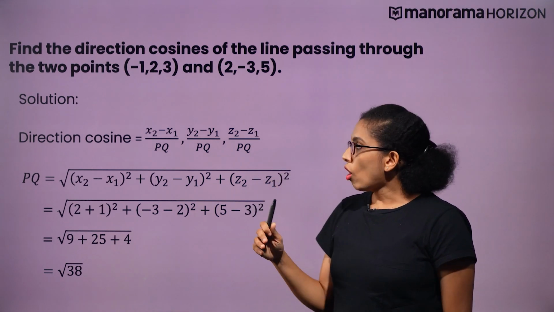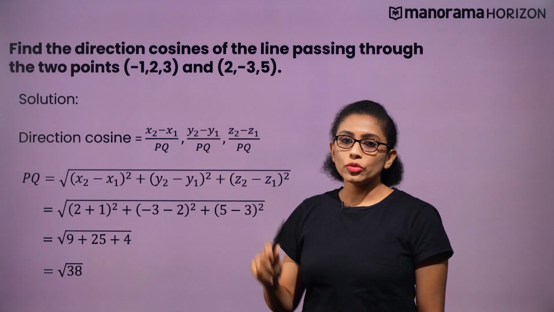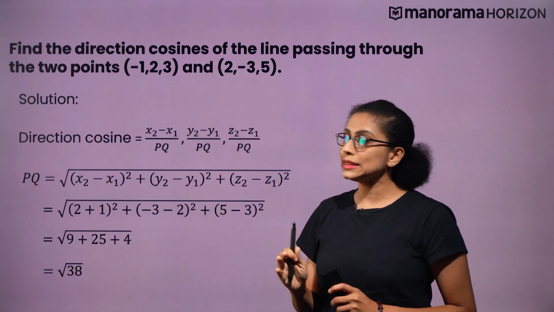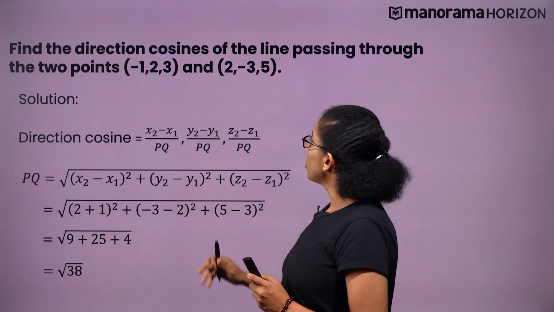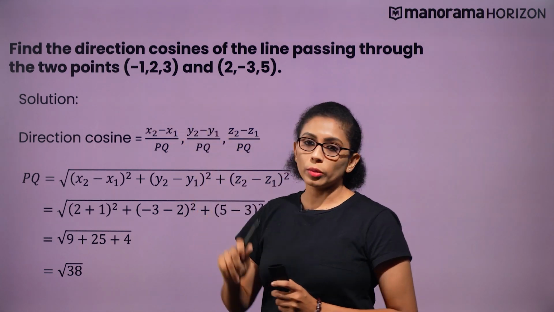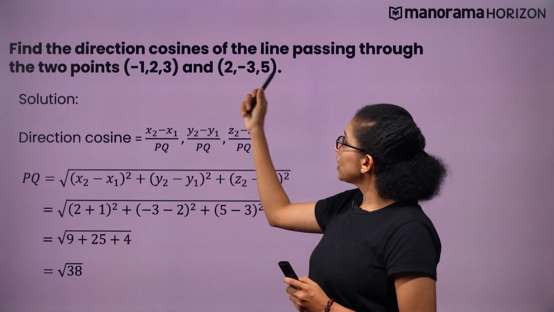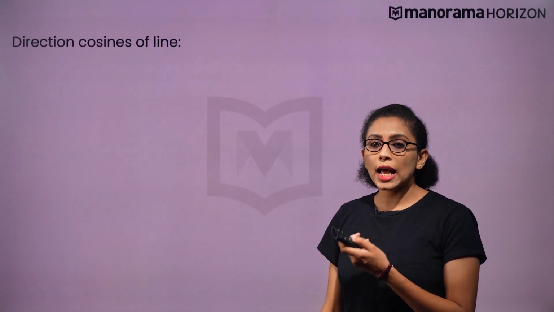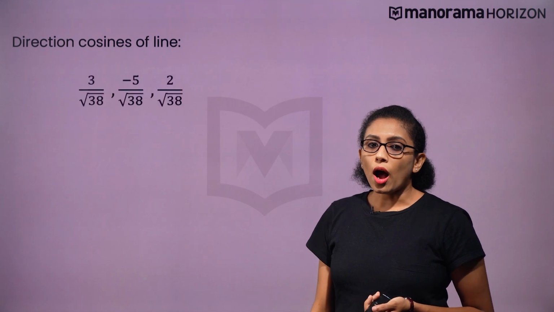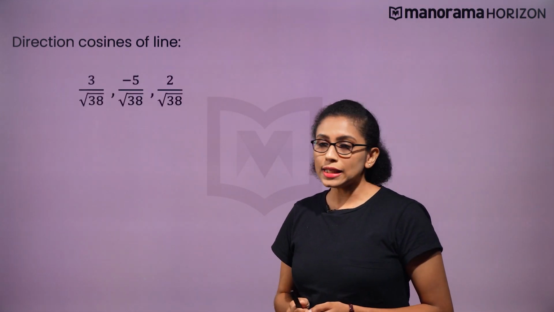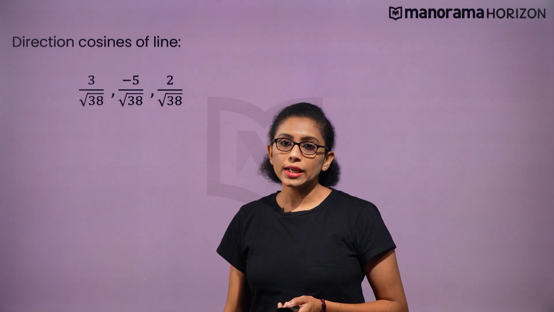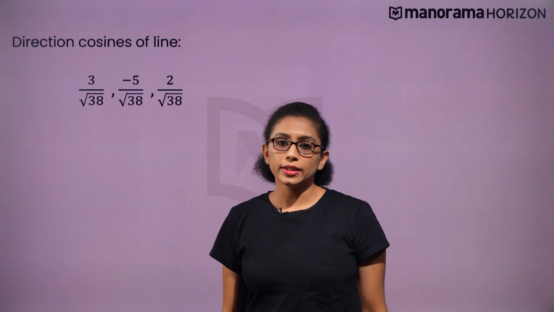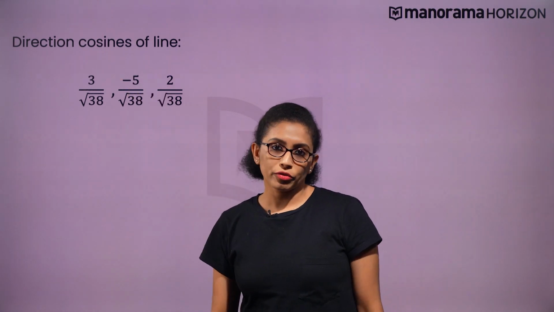So also from these 2 points, we can find x2 minus x1 as 3, y2 minus y1 will be -3 minus 2 will be -5 and z2 minus z1, that is 5 minus 3, you get it as 2. Now finally, the direction cosines are 3 by root 38, minus 5 by root 38 and 2 by root 38. This is the direction cosine of the line.